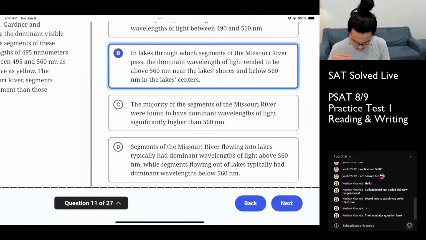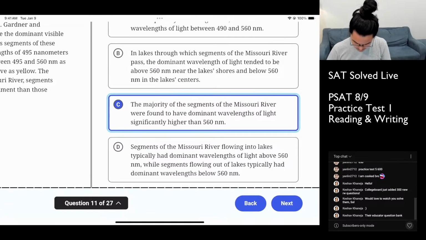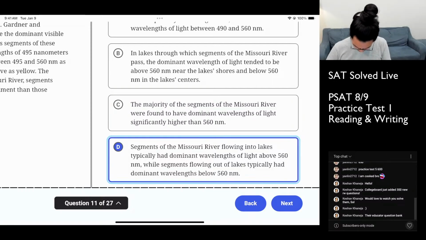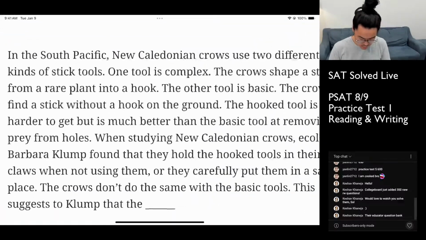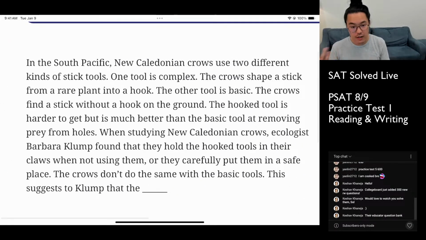In lakes, there is past tend to be above the shores. Flowing into had above 560. Yes, perfect. Exactly my prediction. Although, to be fair, I did see that question before. Okay, New Caledonian crows, 2 different kinds of stick tools. One is complex, a hook. The other is basic, no hook.